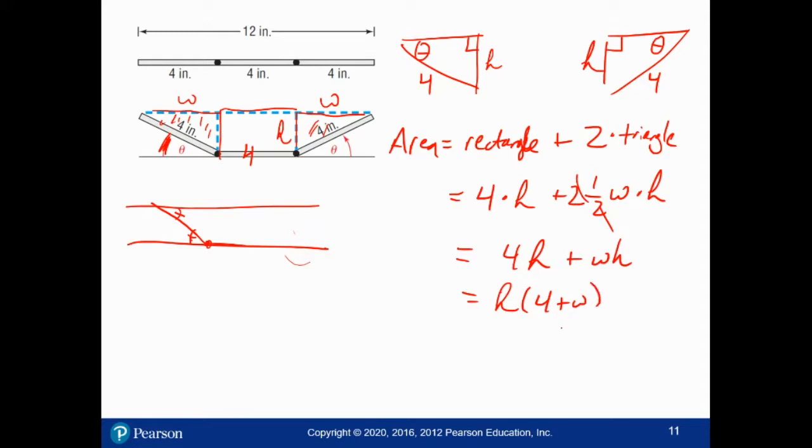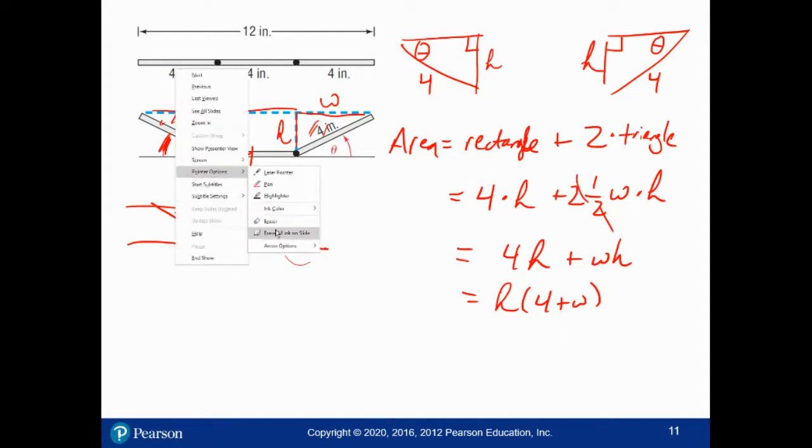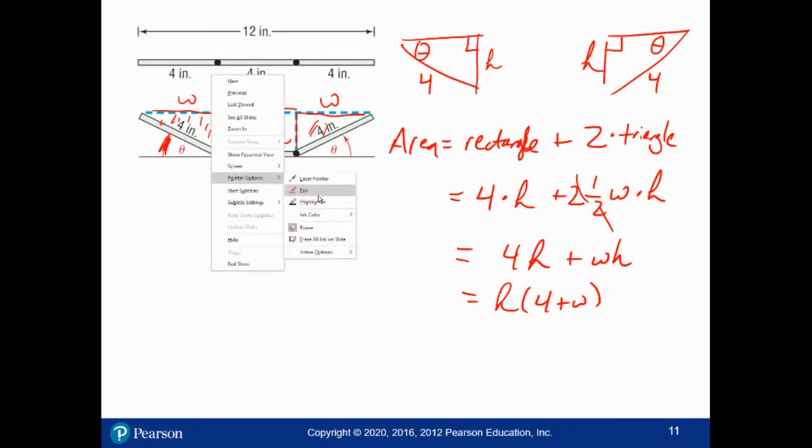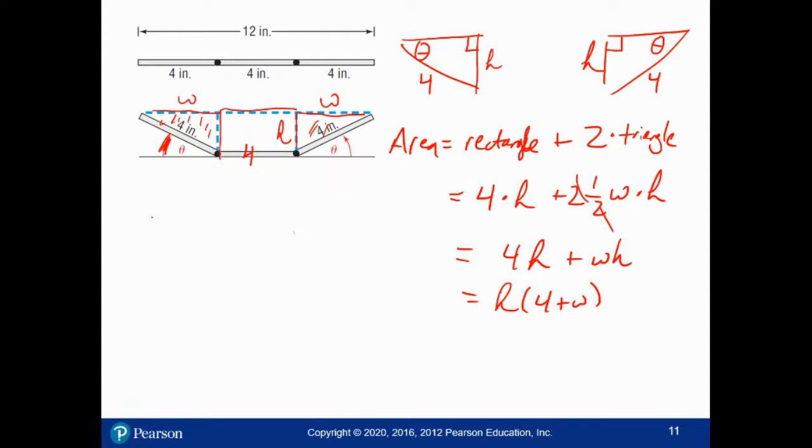So the question becomes, can I determine the height of the rectangle, also the height of the triangles, and the width of the triangles? So let me get rid of a couple of these pen marks, not all of it. Okay, so let's take a look at that triangle. So here is an enlarged version of the triangle. I guess it's not really that enlarged.